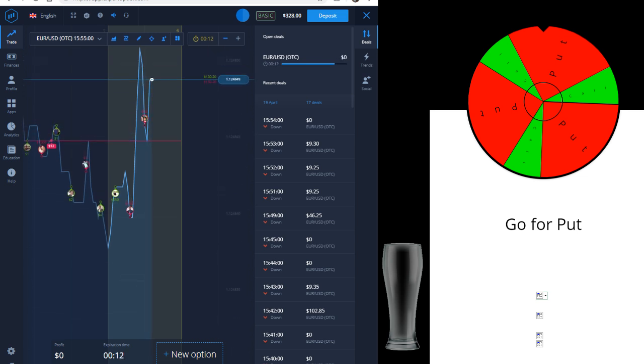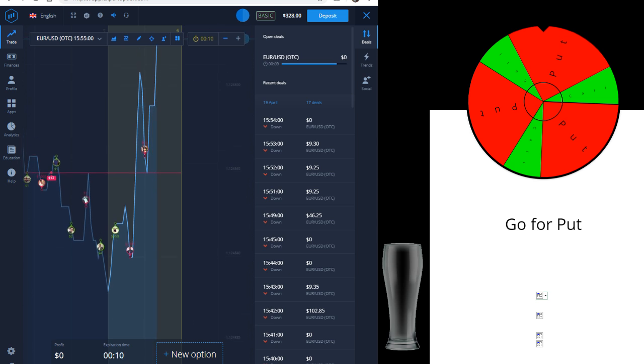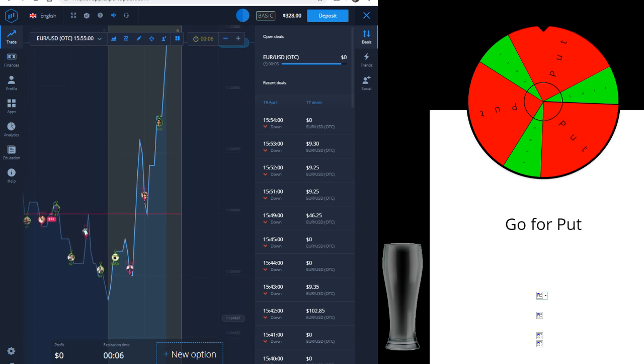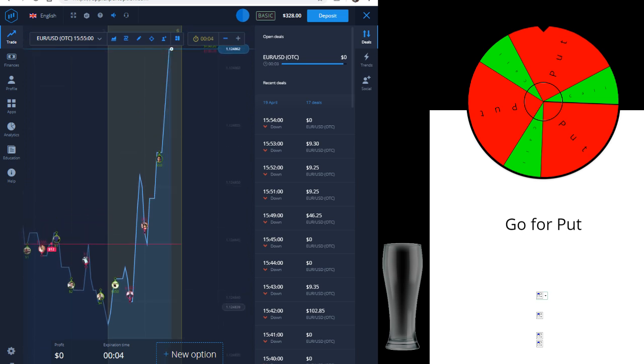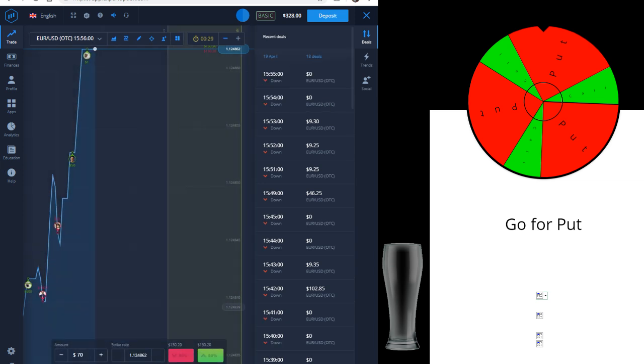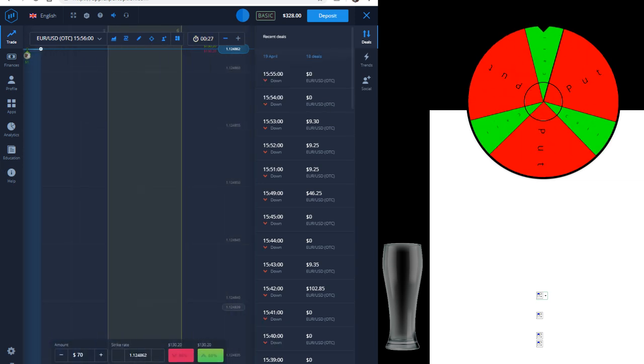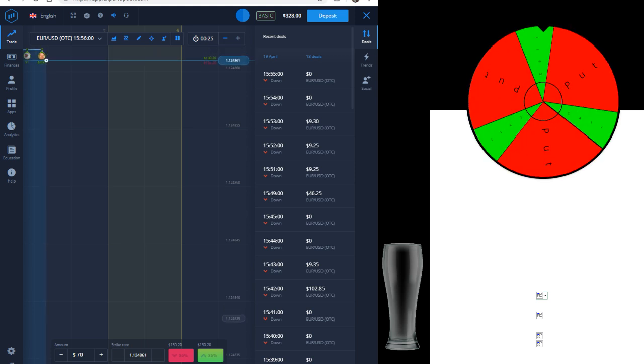For this strategy to work, you can have any pair, doesn't matter. And with binary options, you can trade anytime you like. There's no limit on the trading hours as well. Expert option is a good, reliable broker.